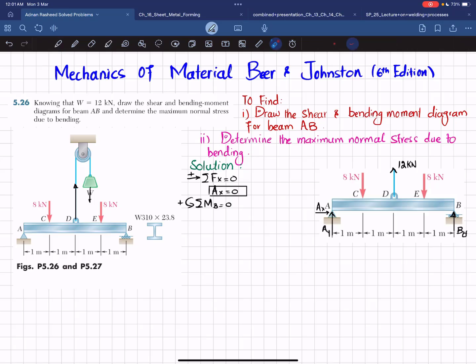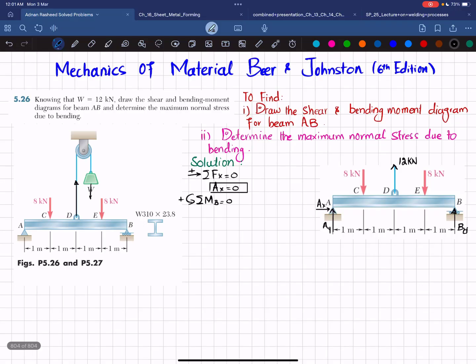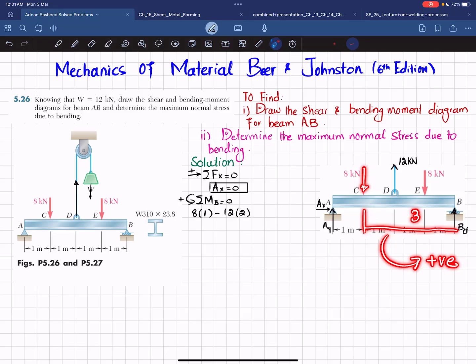So sum of all moments about point B is equal to 0. So the first moment is due to this force, and perpendicular distance is 1 meter, and this is counterclockwise, so it will be positive. So I can write over here that 8 kilonewton multiplied by 1, that is positive. The second moment is produced due to this 12 kilonewton load, and perpendicular distance is 2 meter, and it is producing clockwise moment, so it will be negative. So I will write minus 12 times 2. The third moment is produced due to this 8 kilonewton load, and perpendicular distance is now 3, and this is also counterclockwise moment, so it will be positive.